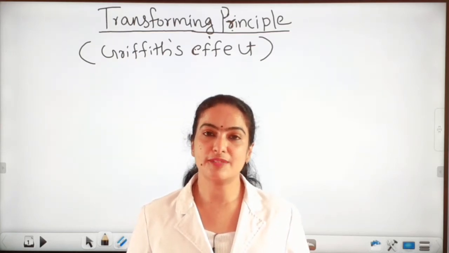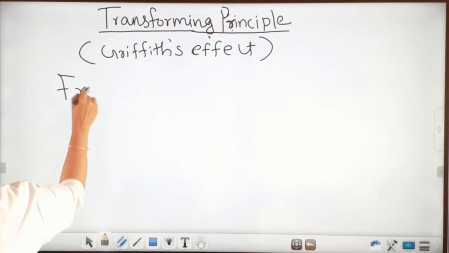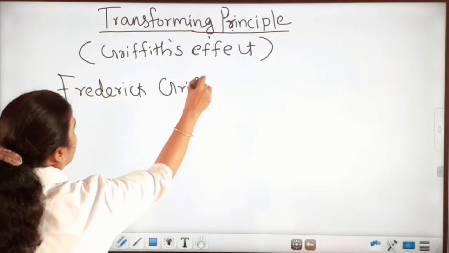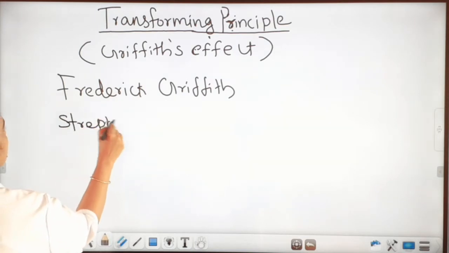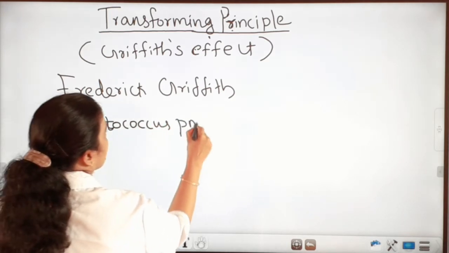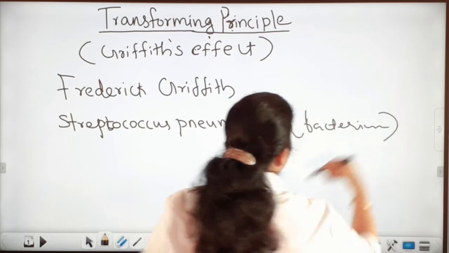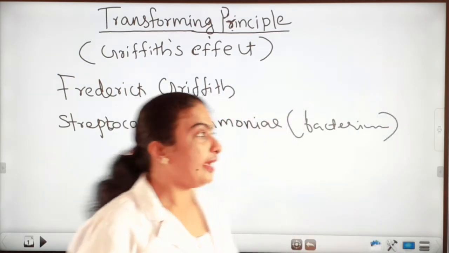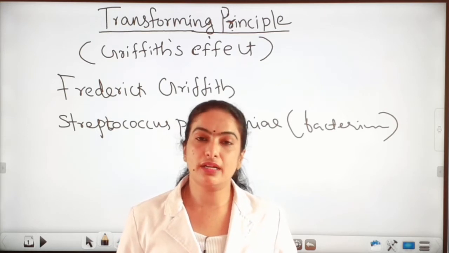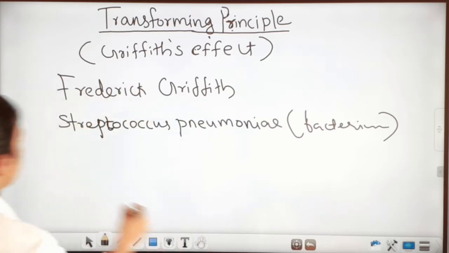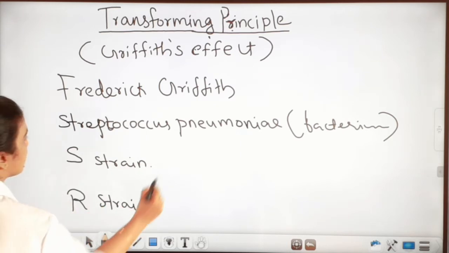Now I am going to teach you the transforming principle or Griffith's effect. Let's see. Frederick Griffith conducted an experiment on Streptococcus pneumoniae. Streptococcus pneumoniae is a kind of bacterium that causes pneumonia. He observed two strains of this bacterium. The strains are the S strain and the R strain.